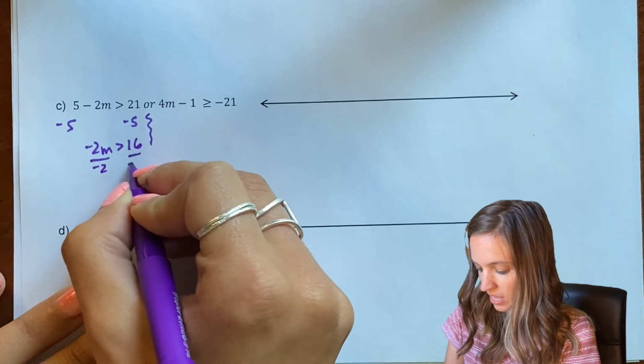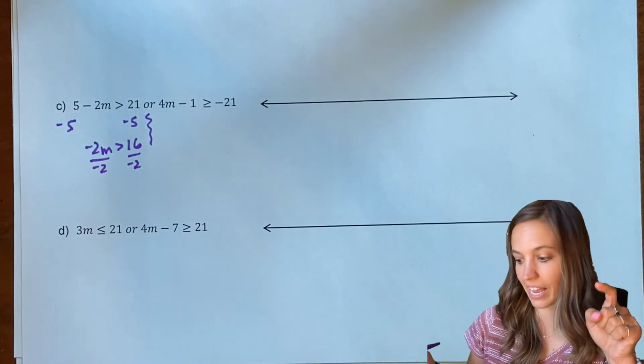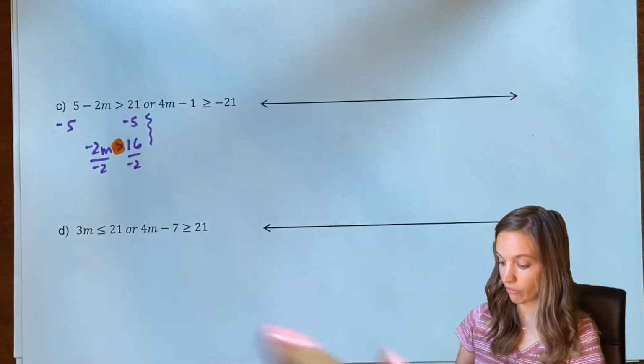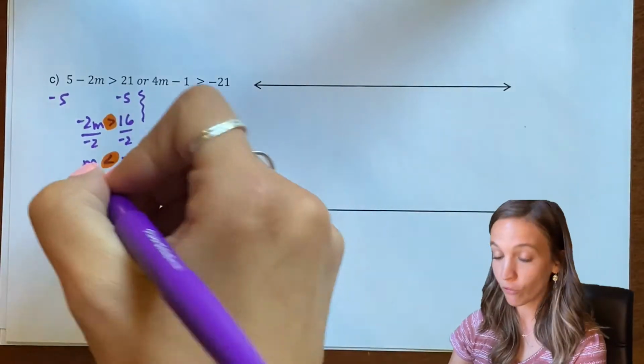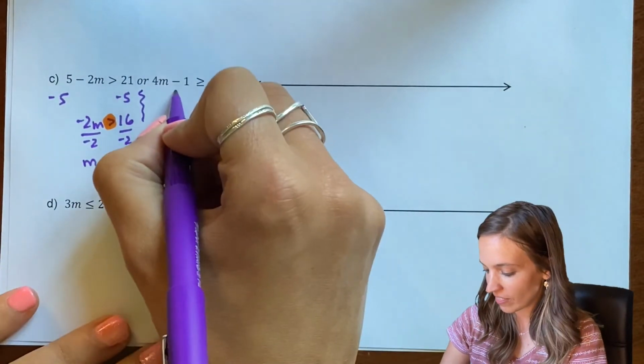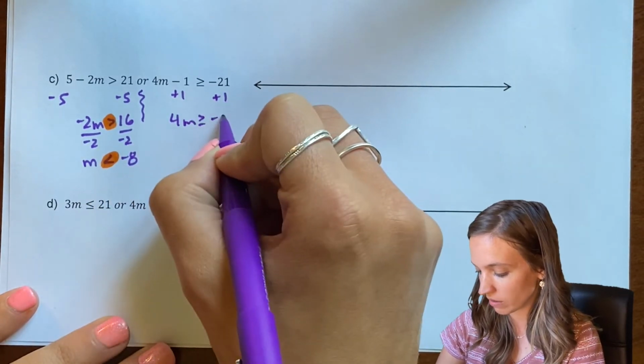Then I'm going to divide by this -2 to get m by itself. And I hope you have that alarm going off in your head like I do in mine. What do I have to do when I divide by that negative sign? I have to flip my inequality sign. So the first part of our compound solution here is m is less than -8. Then as I solve this next one, I get 4m is greater than or equal to -20.